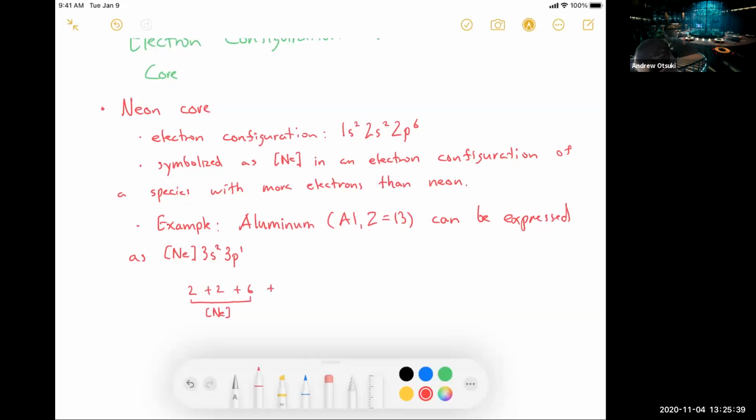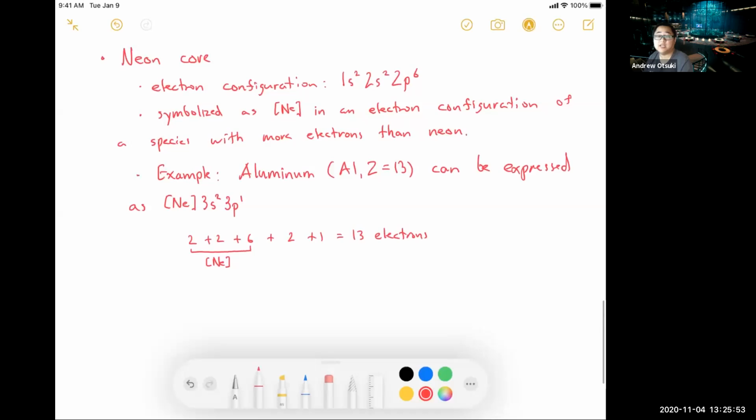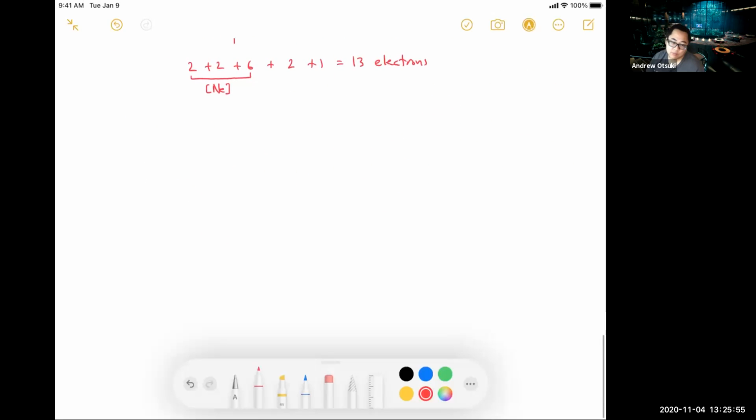Now you have plus 2 plus 1, and that equals 13 electrons. So we have written the correct electron configuration for aluminum. Okay, so that's neon core. Argon core is much of the same thing, except you're talking about argon now.